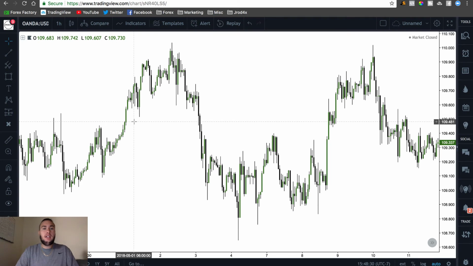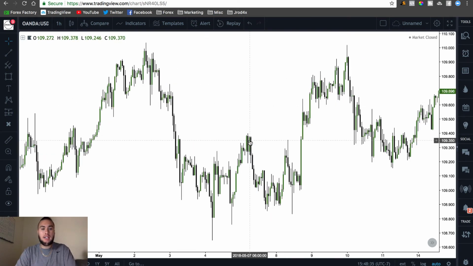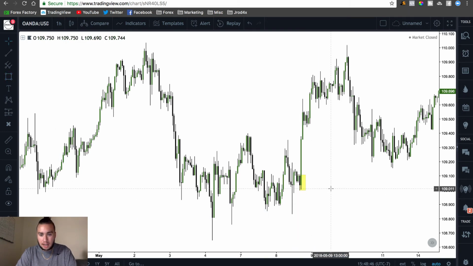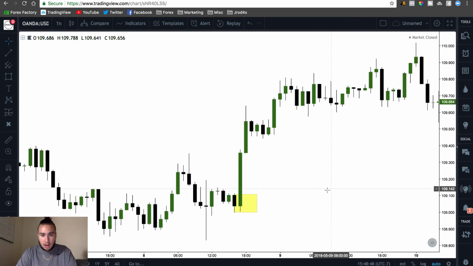Alright guys, so now we're looking at the charts. For this example, I'm going to be using USD JPY, and I just want to point out a few examples of ICT bullish and bearish order blocks in the charts so you guys can actually see what they look like as they form in the charts. So if you look at this down candle right here, let me zoom in. Alright, so we have this down candle that I highlighted.